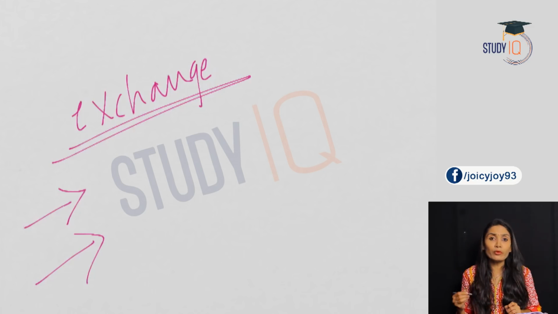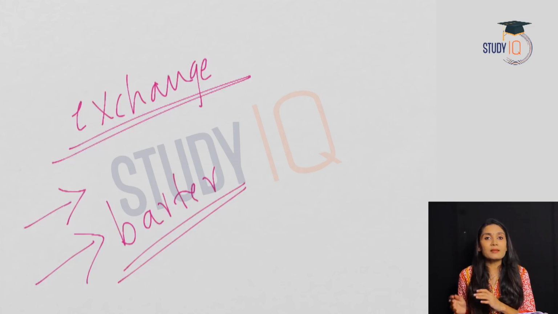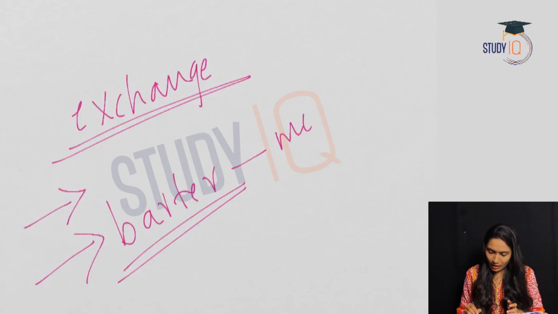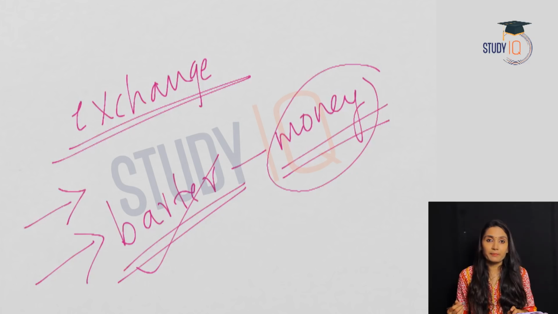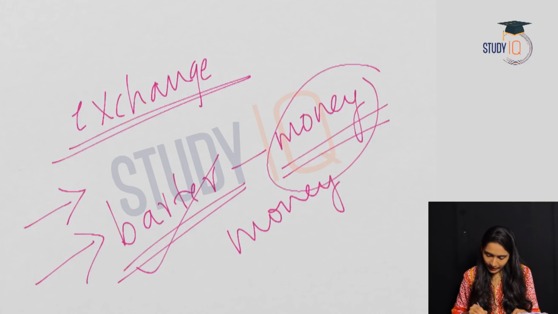And as time moved, we came to a system known as the barter system. Barter system is a system in which you exchange commodities for commodities. So there is no use of money or currency in the barter system. You give commodities and buy commodities. So it was an exchange of commodities in the barter system. And later on came the use of money as a medium of exchange.